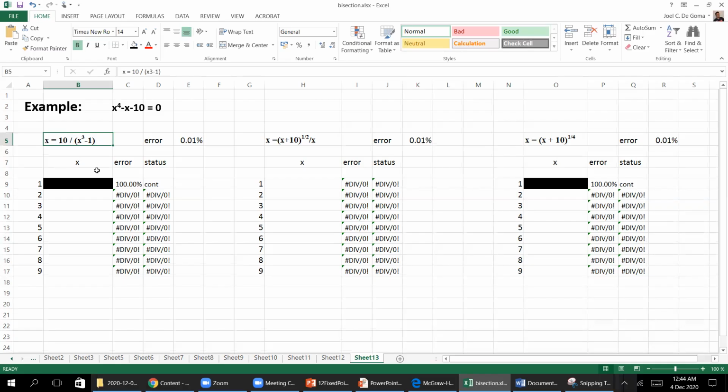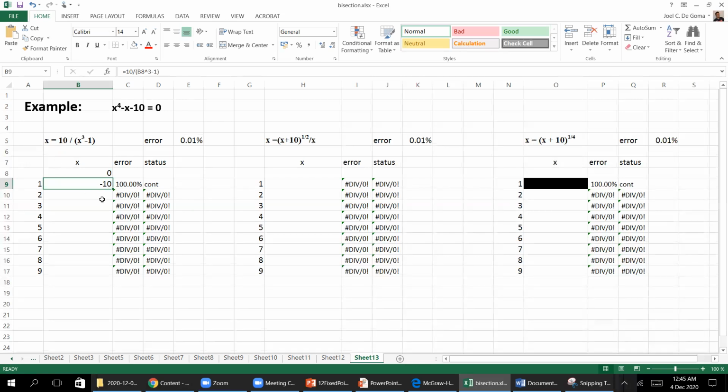So what will be our initial value? For me, again, it's 0. When you substitute it to our equation, 10 all over 0 cubed minus 1, the answer should be negative 10. Am I right? Because 0 minus 1 is negative 1, and 10 divided by negative 1 is negative 10.